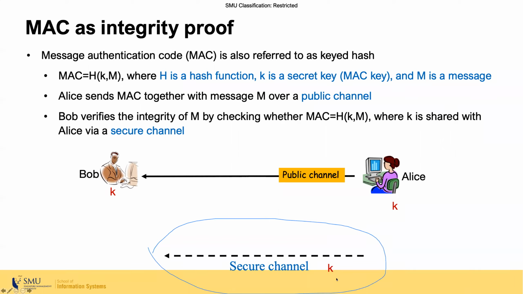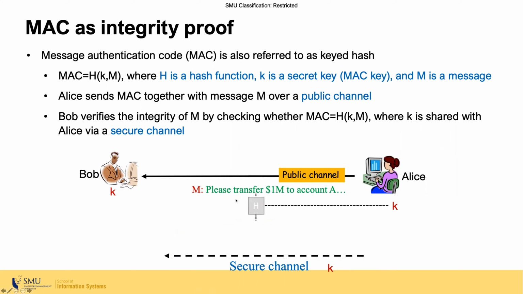Now, Alice wants to send this message M. What she will do is compute the MAC by applying a suitable hash function. Again, it can be MD5, SHA-1, SHA-2, or SHA-3, whatsoever. Alice will compute the MAC by using a suitable hash function and taking as input the message M and the key K.